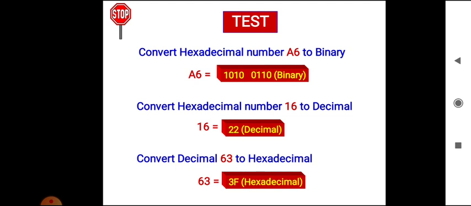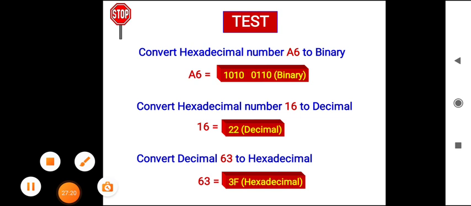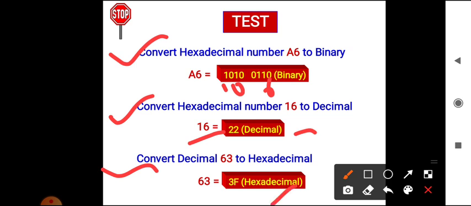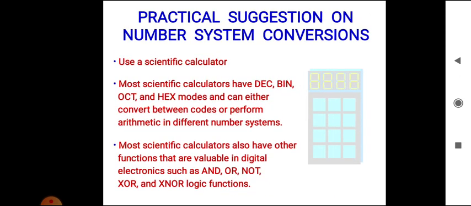So again we have some more examples. See here, convert hexadecimal number A6. A means we know that it is 10, and 6. So the 10 value and the 6 value simply. And another, convert hexadecimal number 16 into decimal, we will get 22. Convert decimal 63 to hexadecimal, we will get 3F. So some more examples are given here. We have to practice it and write it.